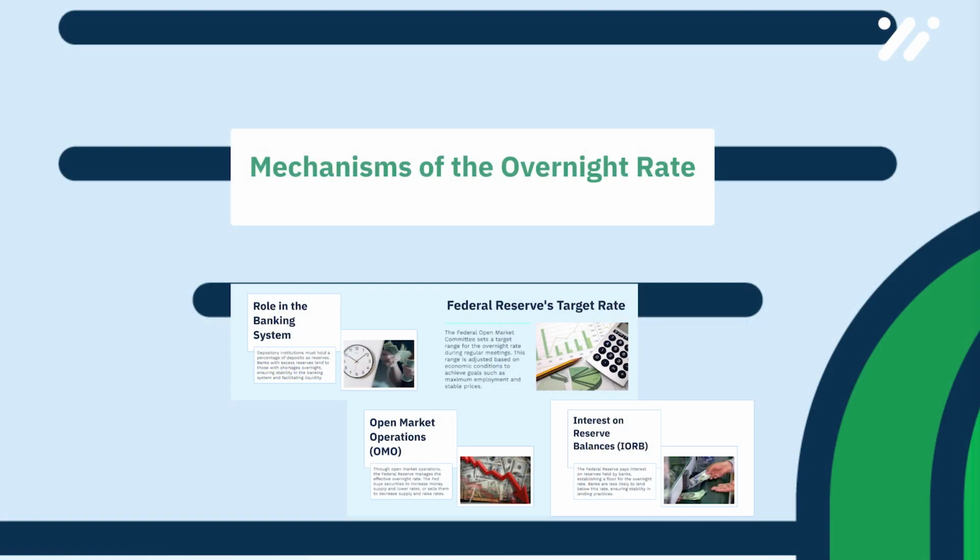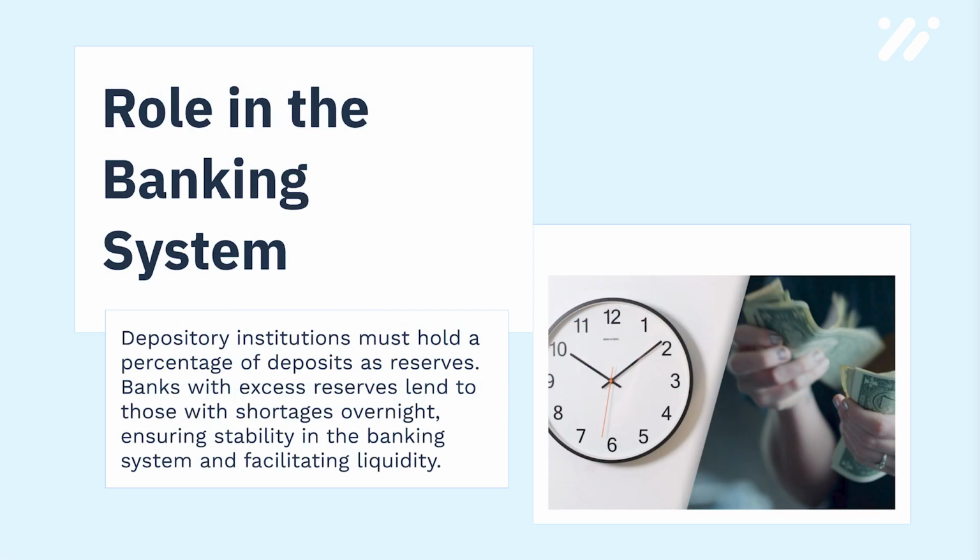Now, how does the overnight rate work? Role in the banking system. Banks are required by law to hold a certain percentage of their deposits as reserves. At the end of each business day, some banks may have excess reserves, while others might face shortfalls. To balance these differences, banks lend and borrow reserves from one another in the federal funds market.